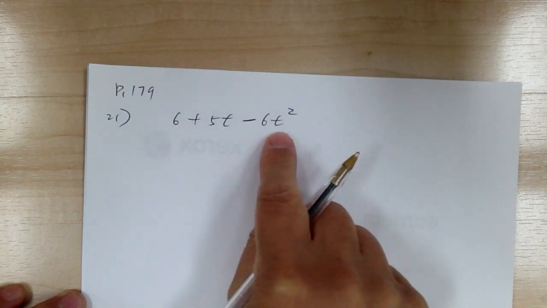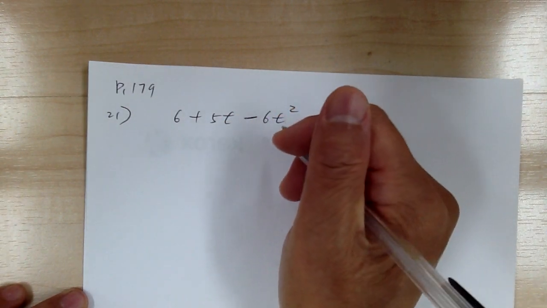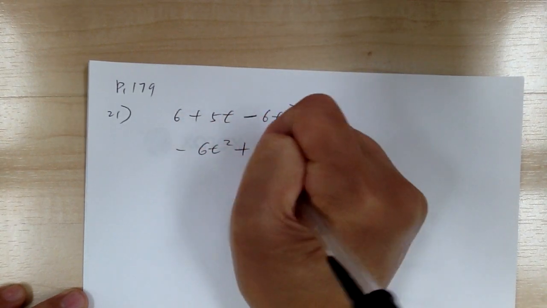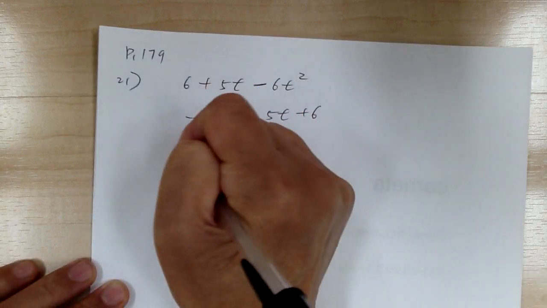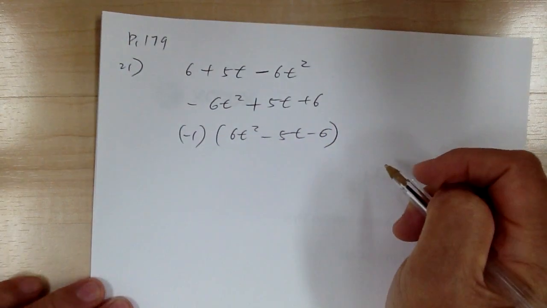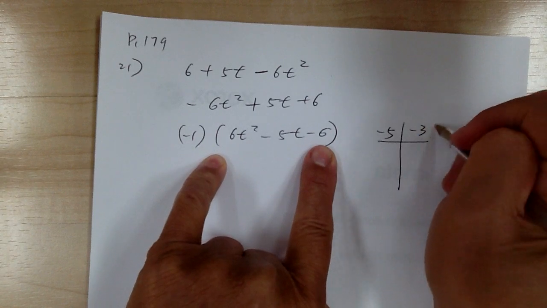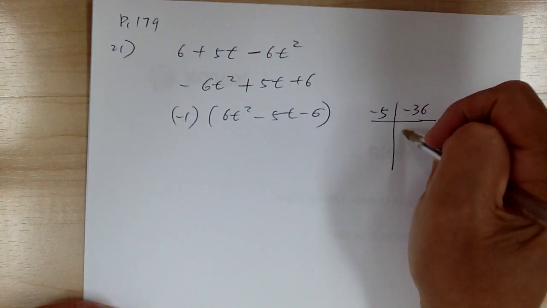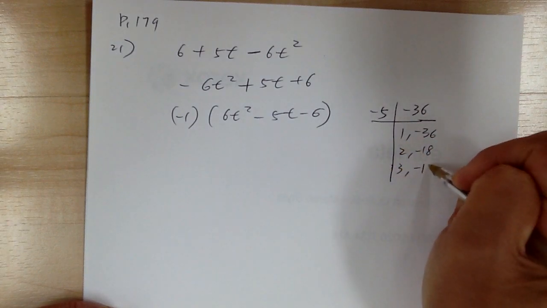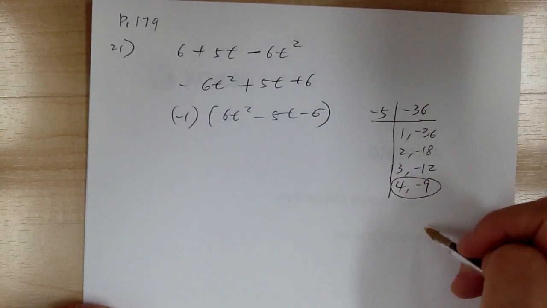Again, you can factor directly from here in this way, but to avoid careless mistakes, let's rearrange the terms and factor out the negative 1. Okay, and then use your master product. So it'd be negative 5, negative 36. Okay, so go 1, negative 36, 2, negative 18, 3, negative 12, 4, negative 9, and this is it, right? So again, if you just go 1, 2, 3, 4, it's very quick.